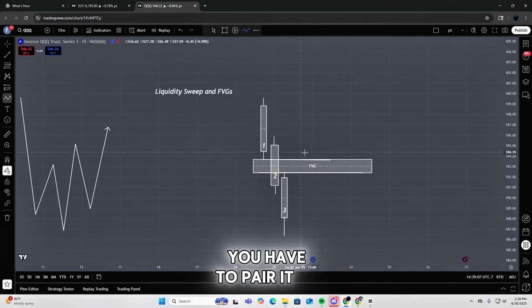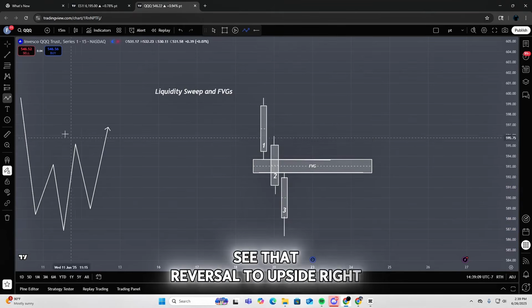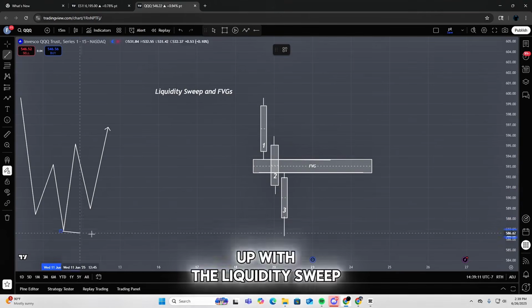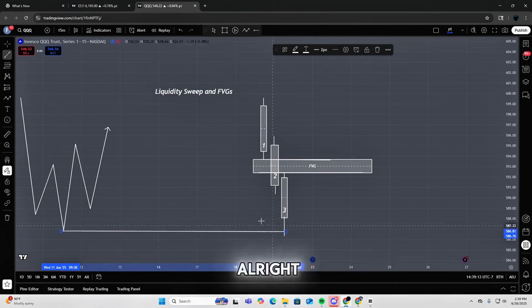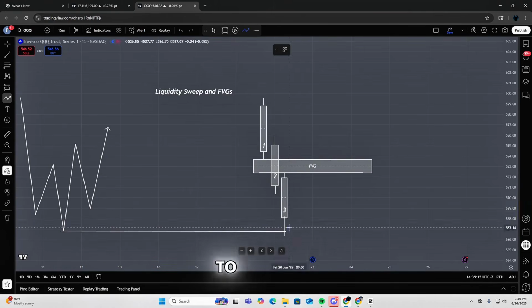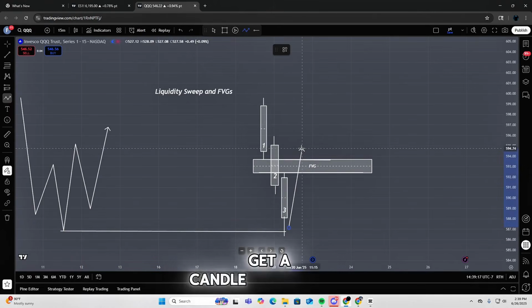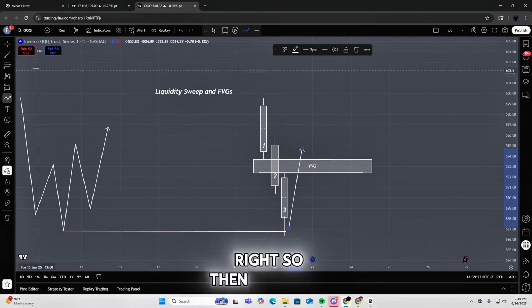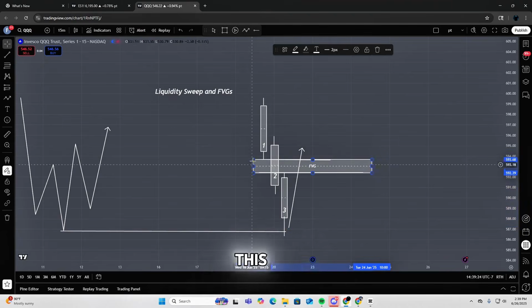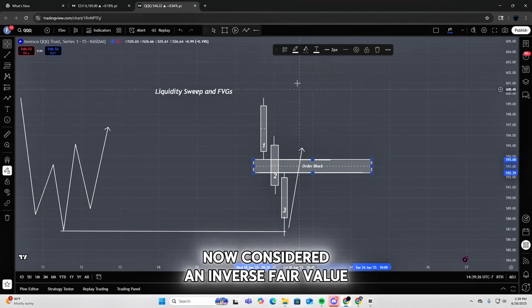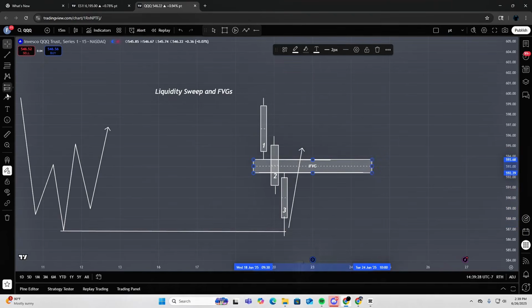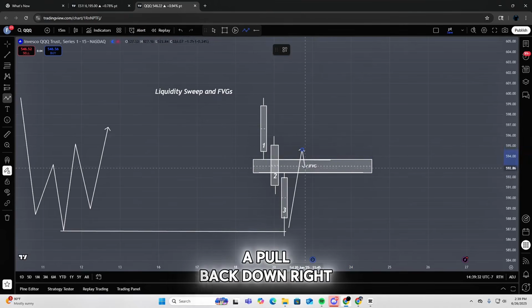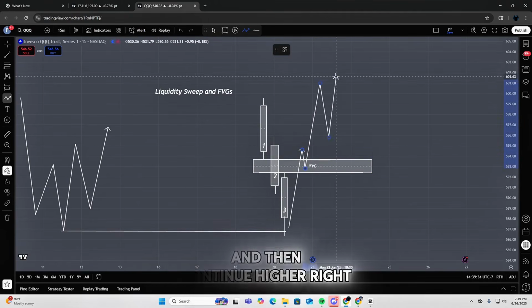Obviously, you have to pair it up and wait if you really want to see that reversal to the upside. So if you pair it up with the liquidity sweep, then you're going to want to wait for this fair value gap to basically inverse. Get a candle close above, and then you could play some upside. So once you get a candle close, this fair value gap is now considered an inverse fair value gap. You could enter your trade right here, or you could wait for a pullback down and then continue higher.